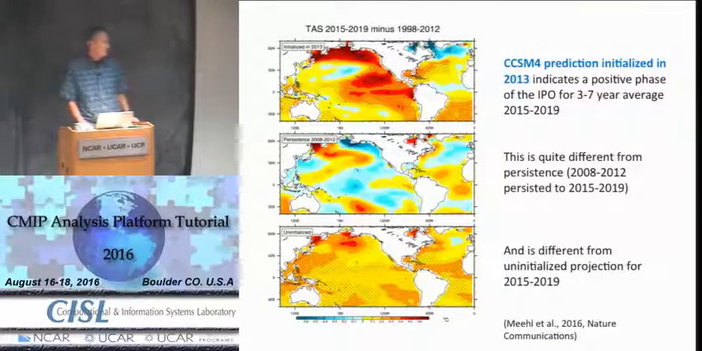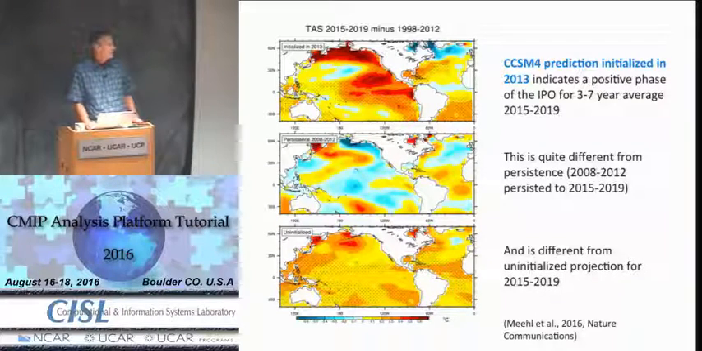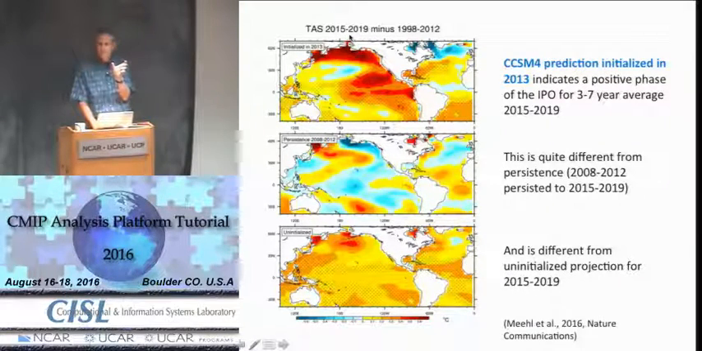So when you look at the actual prediction, the pattern of predicted temperatures, here at the top is the prediction. This is the prediction average 2015 to 2019. So this is years 3 to 7 from the initial date of 2013, right? We're differencing it compared to the previous 15-year periods. We're asking, okay, how is this future period different from the previous 15 years? And you see this big positive phase of the IPO here in the Pacific, these red and orange, yellow colors indicating above normal sea surface temperatures for this 5-year time period.